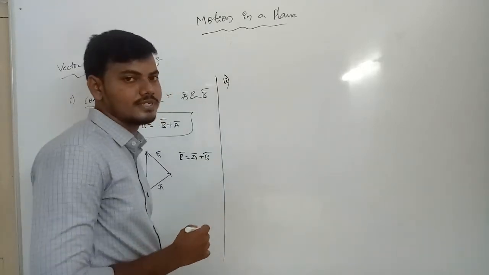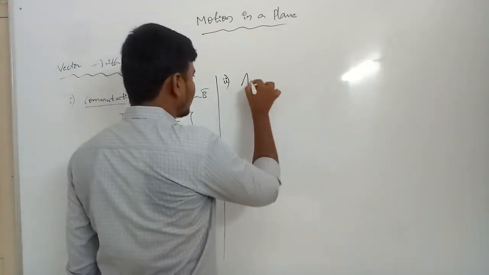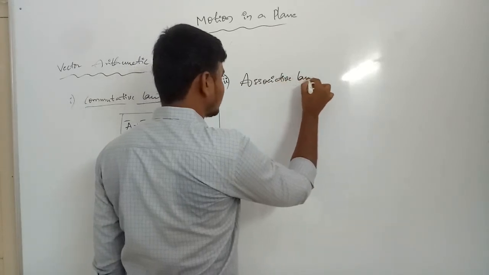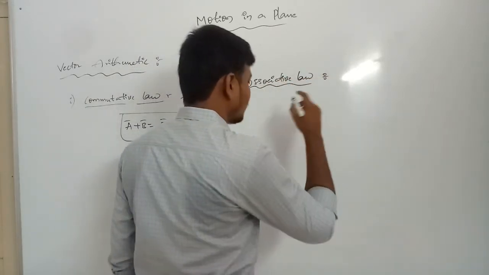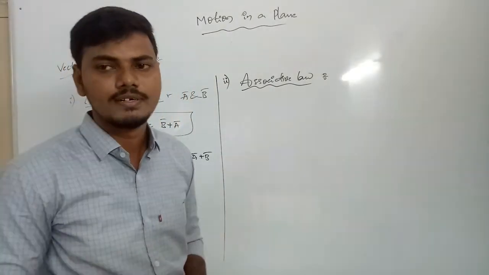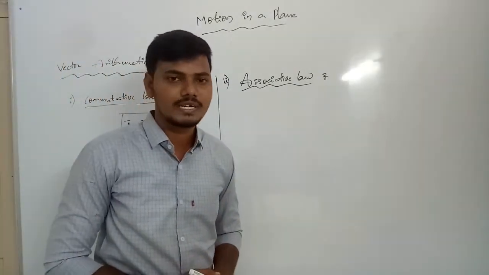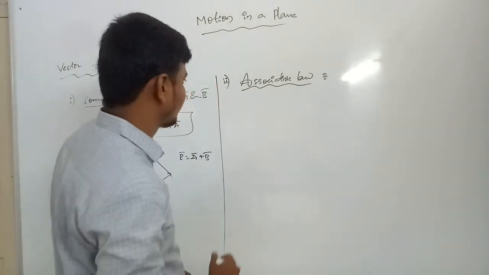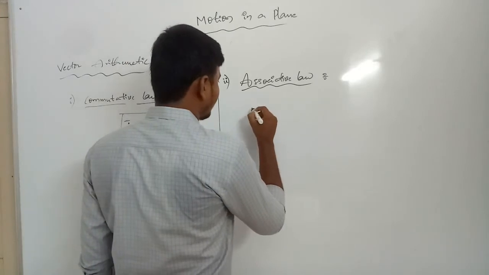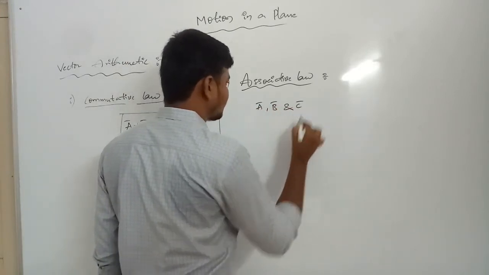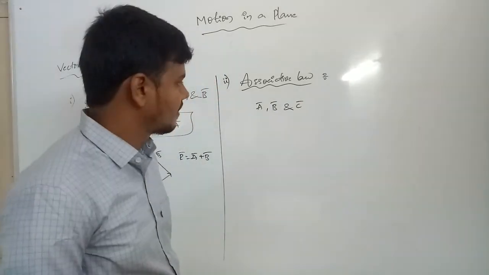The second law is the associative law. The associative law applies when there are three vectors: the first vector A bar, the second vector B bar, and the third vector C bar.